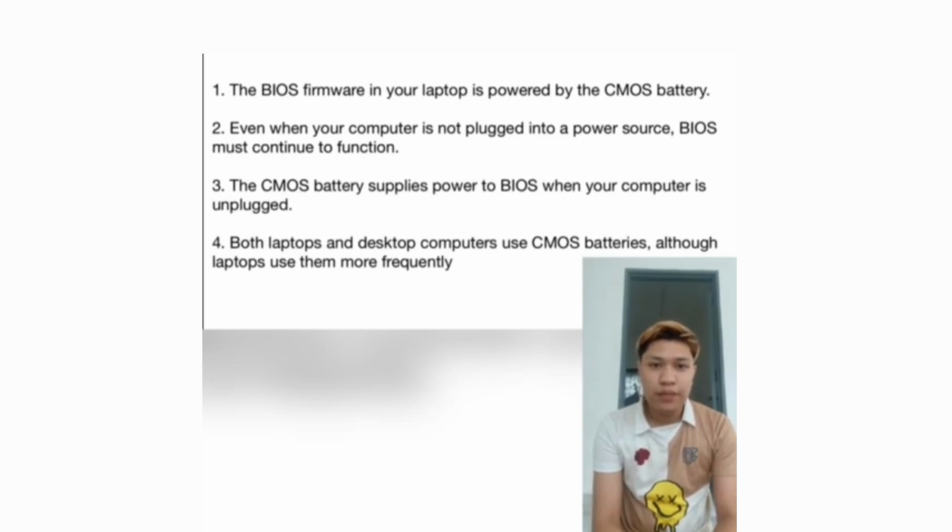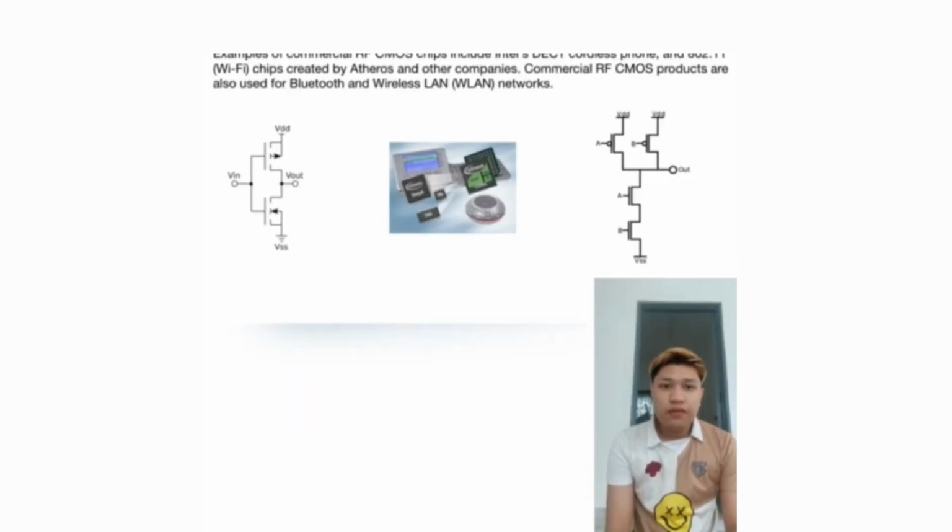From the date of manufacture, the majority of batteries have a lifespan of 2 to 10 years. Your battery will last longer the more often you leave your laptop plugged in. Examples of commercial RF CMOS chips include Intel's DEC cordless phones and 802.11 Wi-Fi chips created by Atheros and other companies. Commercial RF CMOS products are also used for Bluetooth and wireless LAN (WLAN) networks.